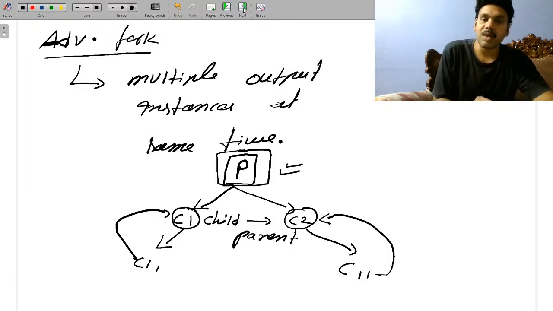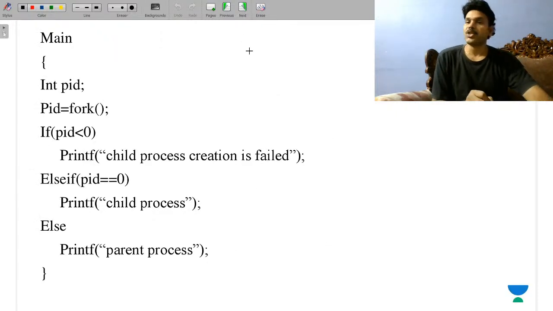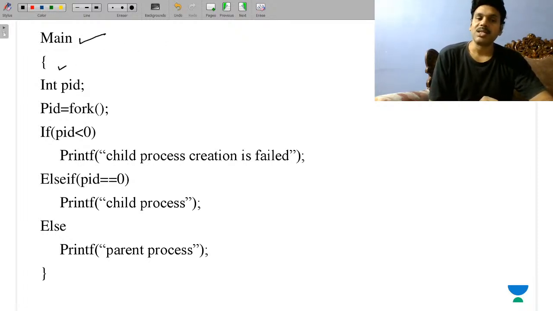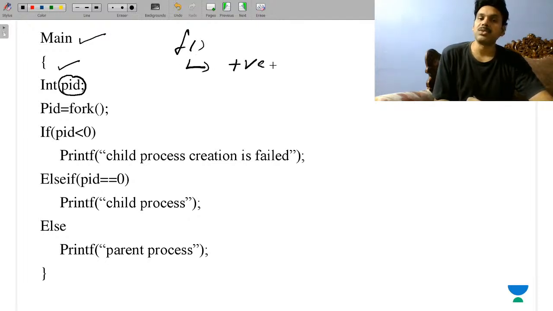Okay, so come to the next point. How can you write the program for your fork? Very simple. I say the main statement, and it is going to return what? An integer value. That's very important. What is fork going to return? Fork is going to return either a positive value, a zero value, or a negative value. They all belong to integer only.